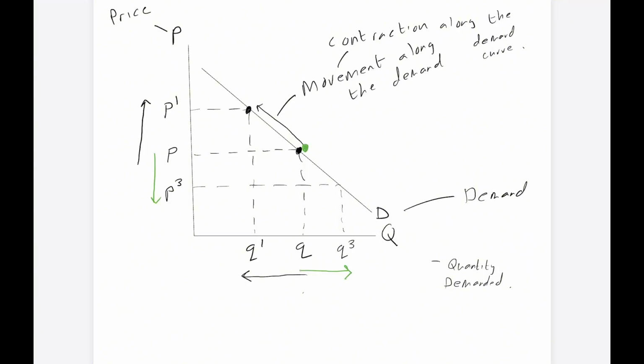And we can also see a movement here from this point here, okay, which is PQ, okay, to this point here, which is P3, Q3, we can also see another movement along the demand curve from here to here. So this is also a movement along the demand curve, but this one is not a contraction because demand has increased from Q to Q3. There has been an increase in demand, okay? So this increase in demand, this movement along the demand curve is known as an extension along the demand curve.